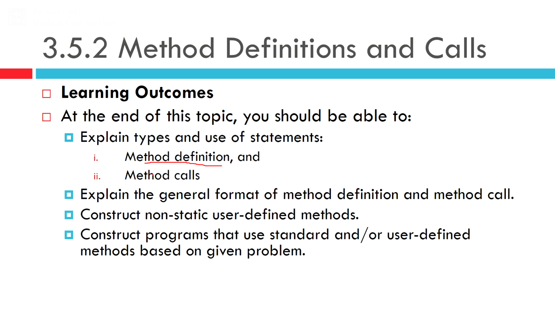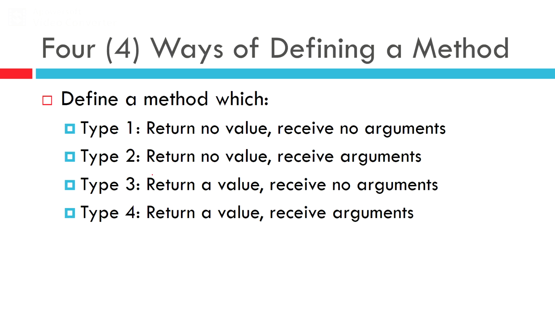Right. Now, how many types of method definition? So, there are 4 types of method definition. Type 1, Type 2, Type 3, Type 4. Both Type 1 and Type 2 is the type of method which return no value. But, the difference is, Type 1 receive no arguments, Type 2 receive an argument. Method definition for Type 3 and Type 4 are both method definition which return a value, but type 3 does not receive any arguments, type 4 receive an argument.